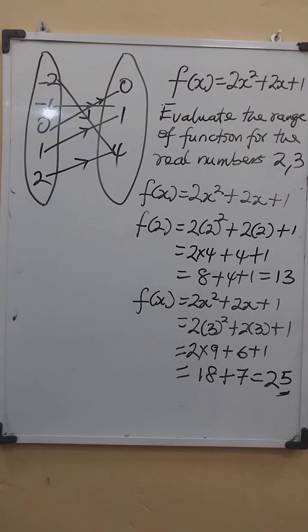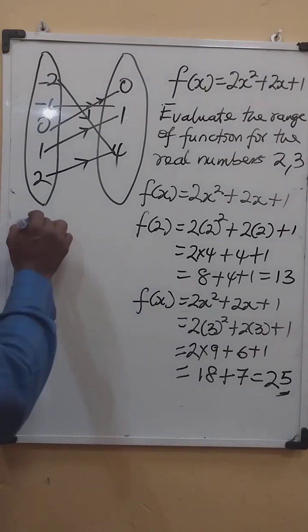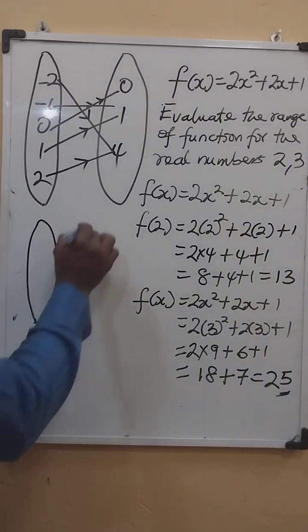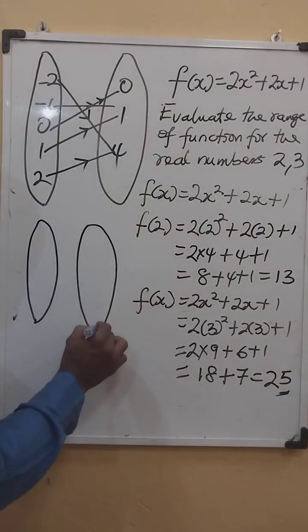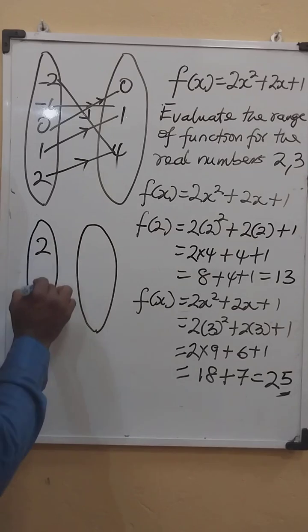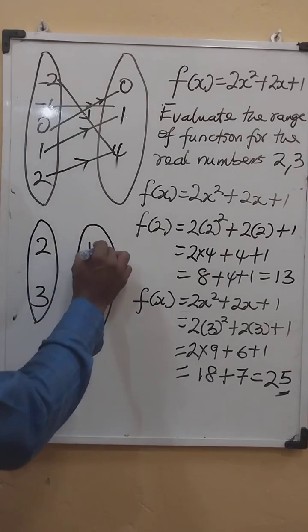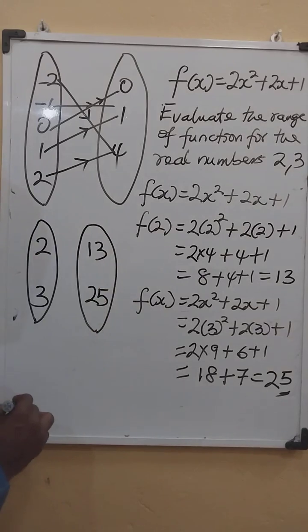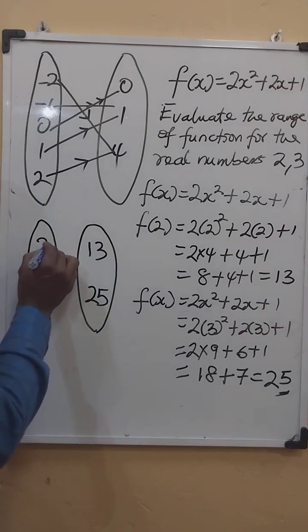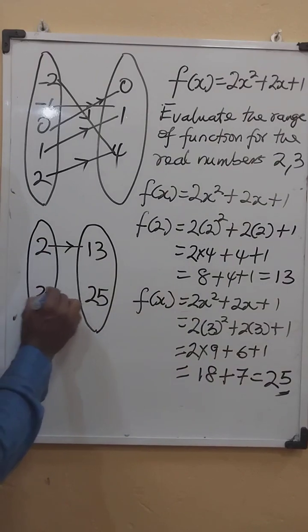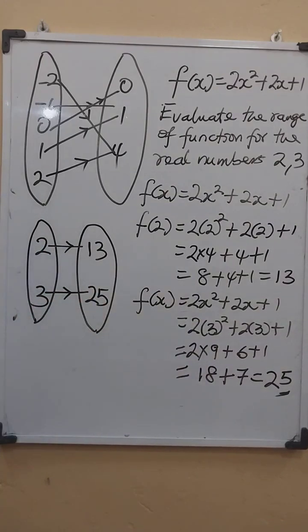So you can actually still map it. So let's map it now. We have 2 and 3, and then we have 13 and 25. So 2 maps to 13 and 3 maps to 25. Very good, very sweet, very awesome. I'm expecting an A1 from everybody in this class.